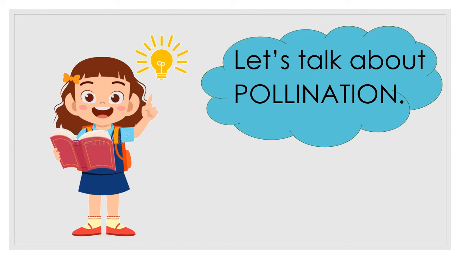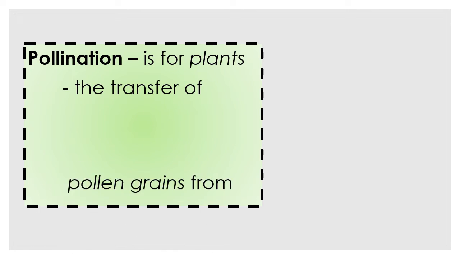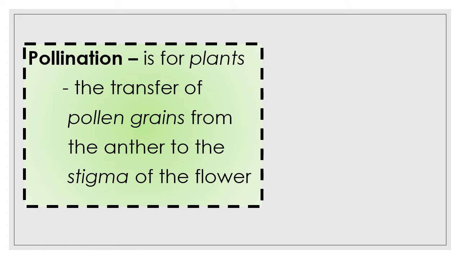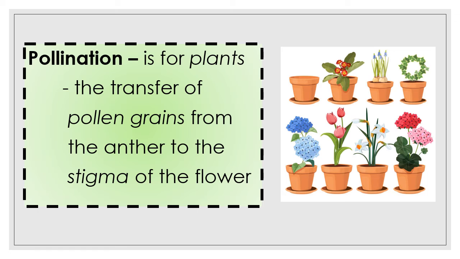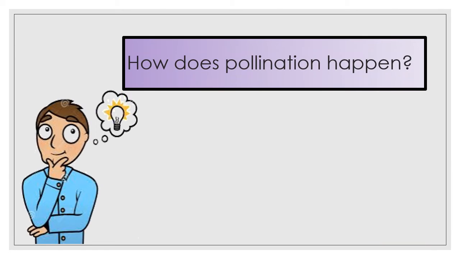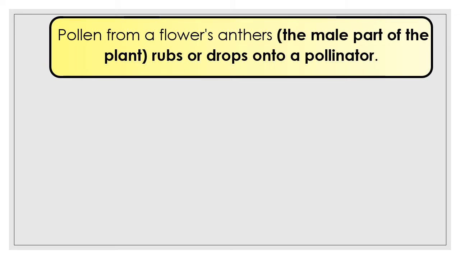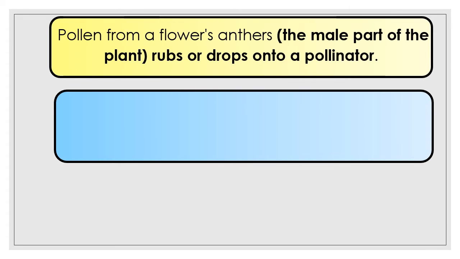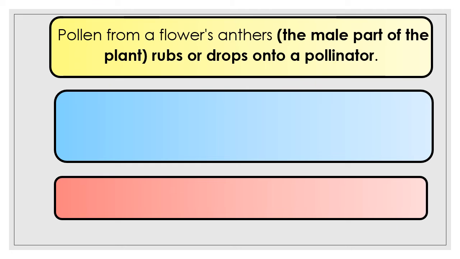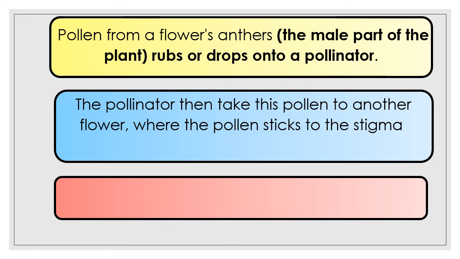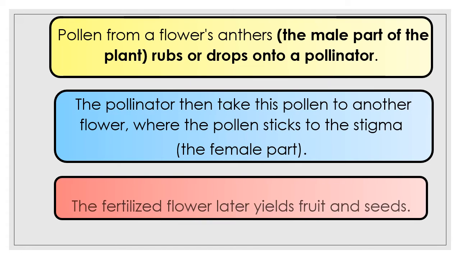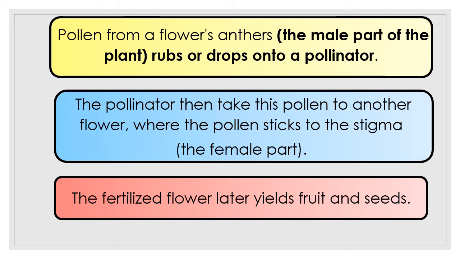Let's talk about pollination. Pollination is for plants only. It is a transfer of pollen grains from the anther to the stigma of the flower. Pollination is for flowering plants only. Now let's discover how pollination happens. We have here the process of pollination. The pollen from the flower's anther, that is considered as the male part of the plant, rubs or drops into a pollinator. And then the pollinator takes this pollen to another flower where the pollen sticks to the stigma or the female part of the flower. The fertilized flower later yields fruits and seeds.